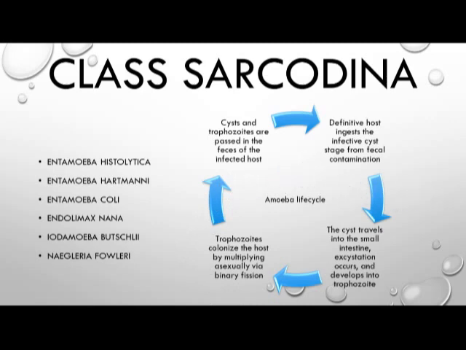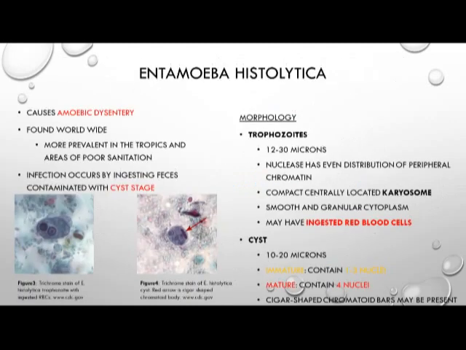The first organism we're going to cover in class SARCODINA is Entamoeba histolytica. Entamoeba histolytica causes amoebic dysentery and is found worldwide, but is more prevalent in the tropics and areas of poor sanitation. Infection begins with the ingestion of a contaminated cyst stage of the organism.